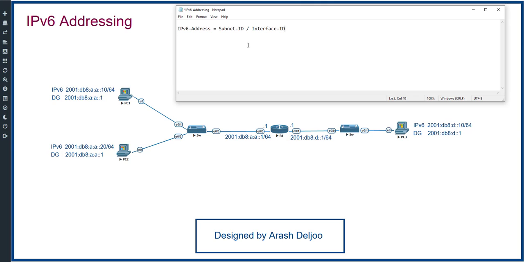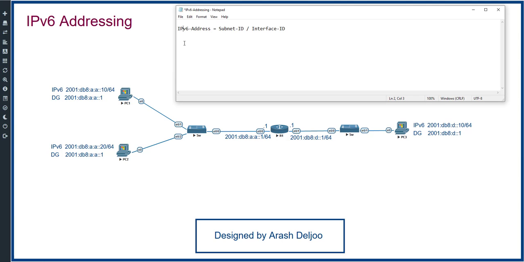About the communication in IPv6 networks, we have similar rules. For example, for all of the systems or computers residing in one network, we should use the same subnet ID for all of them, and a different interface ID for each of them.